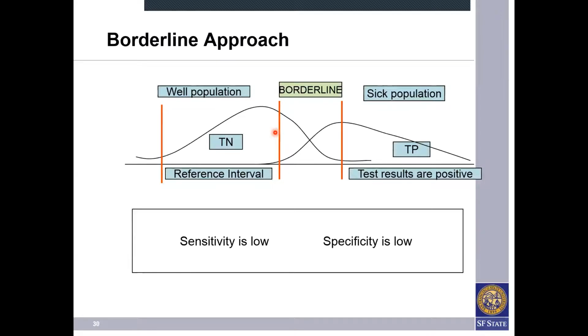So you can use a borderline approach. One is establishing a reference interval here, establishing your cutoff for a clinical decision over here, and then having this gray area over here. Now, the disadvantage of doing something like this: you're not going to get any false negatives and you're not going to get any false positives, but a lot of your results are going to be pretty useless, right? The end result of something like this is pretty low sensitivity and pretty low specificity.